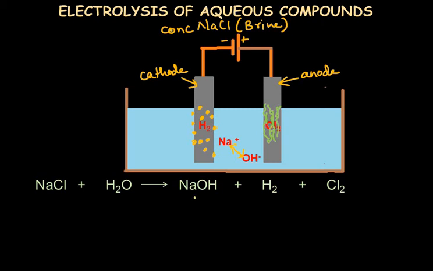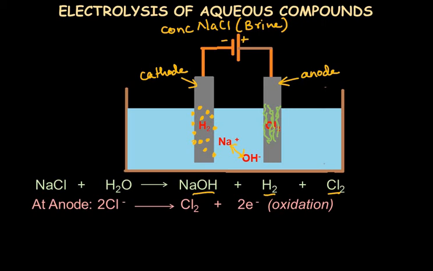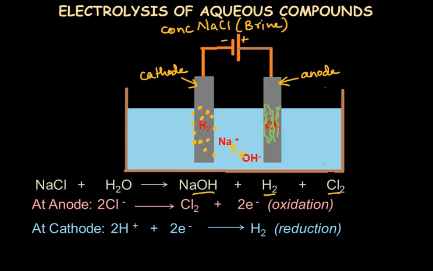Now in this electrolysis, 3 products are obtained, and that's the reason that industrially the electrolysis of brine is very important, because all the 3 products have a very wide use. And so the half equations: at the anode, 2 chloride ions get oxidized to form chlorine gas and 2 electrons are lost, and at the cathode the 2 hydrogen ions get discharged, accepting the electrons from the negative terminal, forming hydrogen gas, and that undergoes reduction as the electrons are gained.